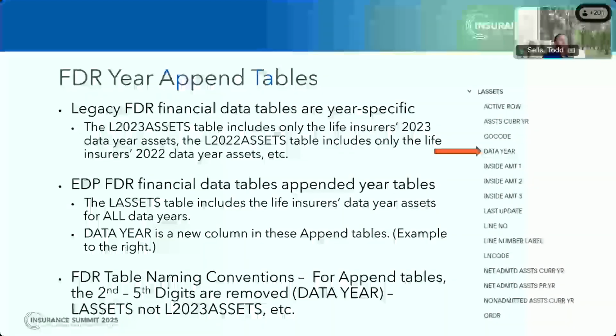For the table naming conventions, since we've done that, that impacts how we have to name the tables, right? We no longer have a single year's data in one table. So we dropped the calendar year from the table name. So instead of L 2023 assets, we now have L assets, just L assets because it's for all the data years, right? So that's the first thing that we did.